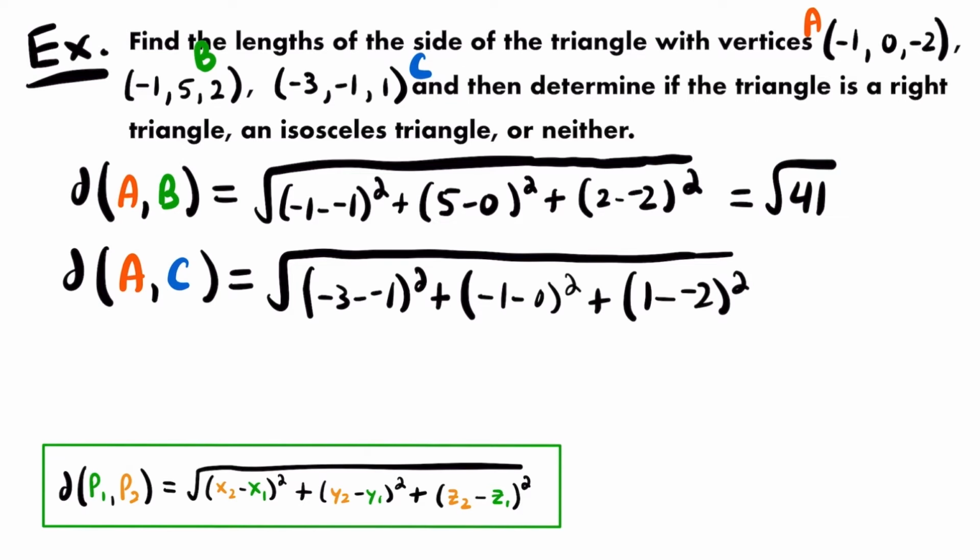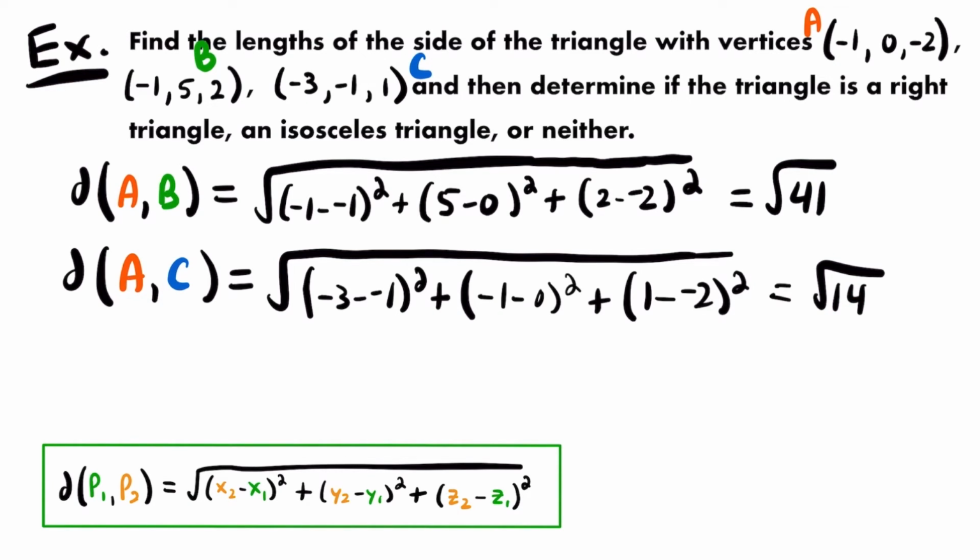And if we simplify, -3 minus -1 is the same as -3 plus 1. So that's -2. And -2 squared is 4. So this is equal to the square root of 4 plus -1 minus 0 squared. -1 minus 0 is -1. Square -1, you get +1. So we're adding 1. And then 1 minus -2 is the same as 1 plus 2, which is 3. And 3 squared is 9. So we'll add 9. All right, 4 plus 1 is 5, plus 9 is 14. So this just becomes the square root of 14. And so I'll write that. We have the square root of 14 as the length between points A and C.